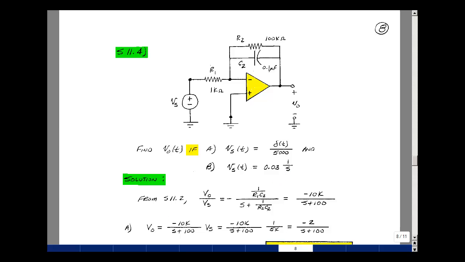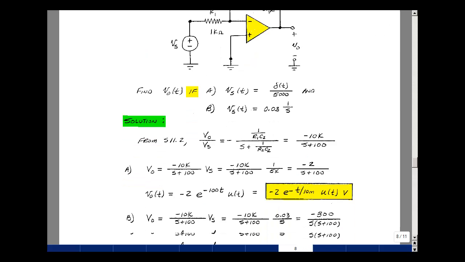Going back to Supplemental Problem 11.2, we have the transfer function, V out over V sub s, which we found with these values to be minus 10k over s plus 100. So now to find other outputs, we're just going to take V out and set it equal to this times V sub s. Now V sub s is an impulse with an area of 1 over 5,000. So multiply the transfer function by 1 over 5k. The 10k and the 5k become just 2, so we have minus 2 over s plus 100.